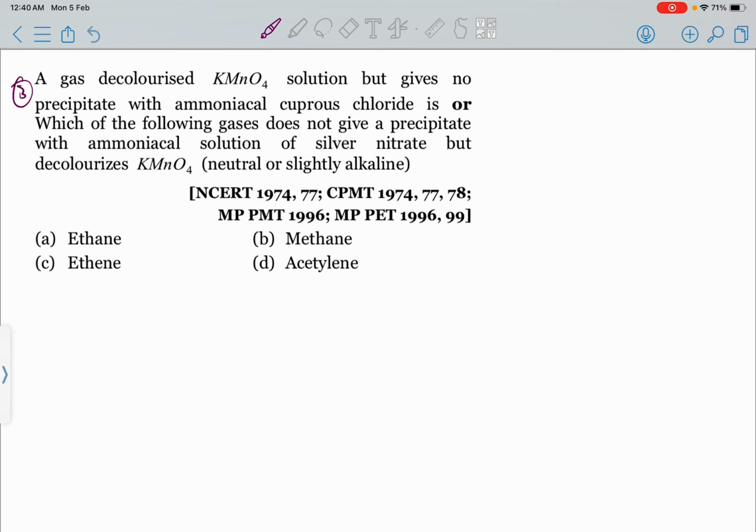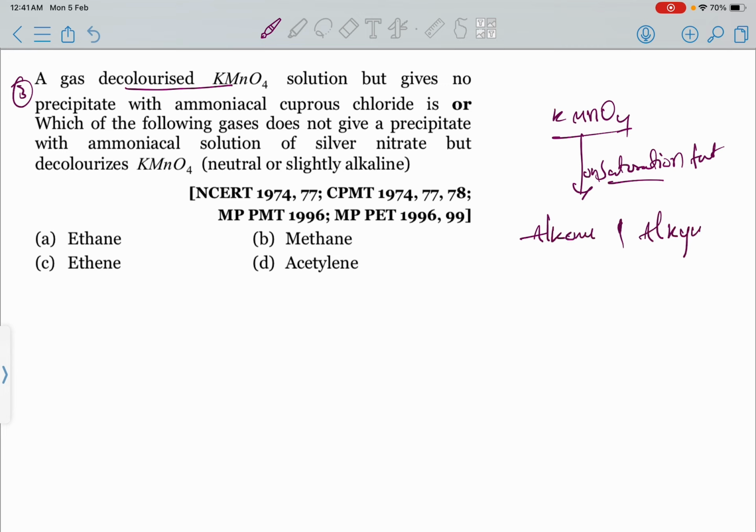After the observation, we can go ahead. What are all the things which can decolorize KMnO4? It is an unsaturation test. We generally call it the unsaturation test. The unsaturation test is given by alkenes and alkynes. Alkenes and alkynes give a positive unsaturation test.